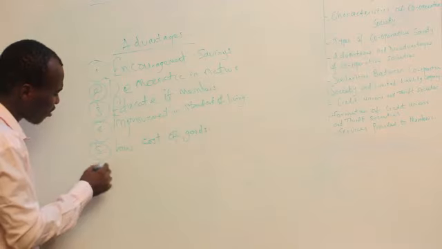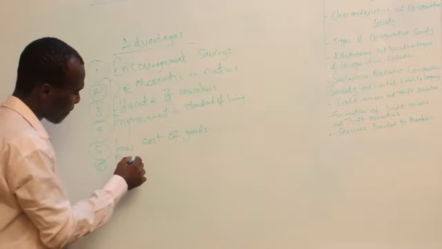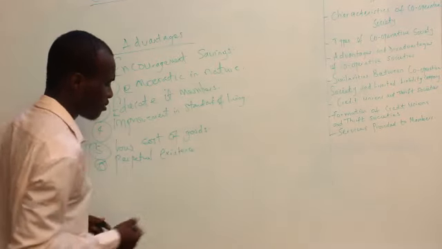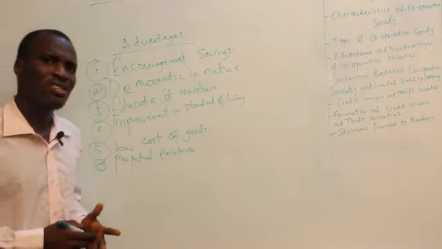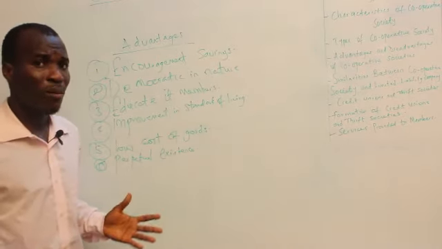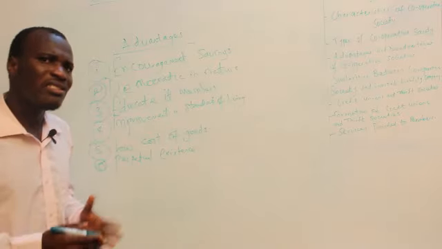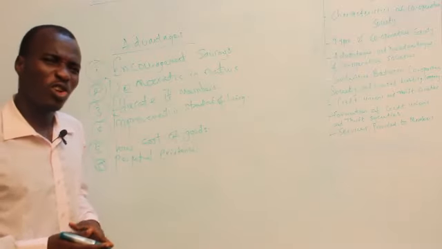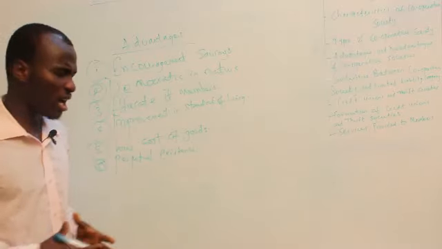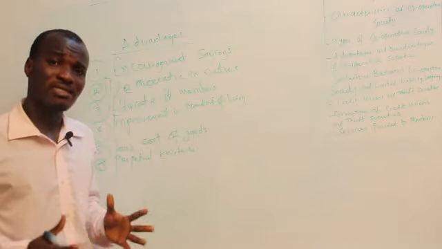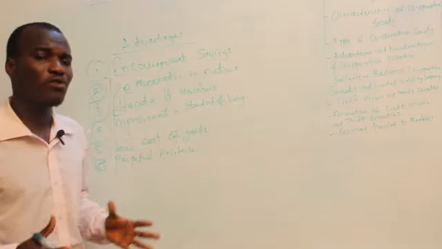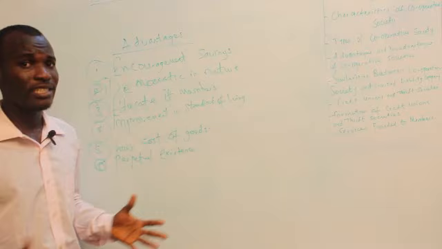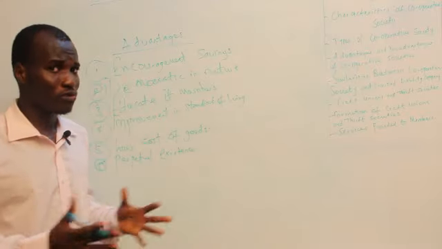And number 6, we can also talk about perpetual existence. This also serves as an advantage, since cooperative society is formed as a limited liability. That means the death of any of its members does not bring the organization or the association to an end. So there is perpetual existence of the society. The death of any member does not mean the end of such organization.